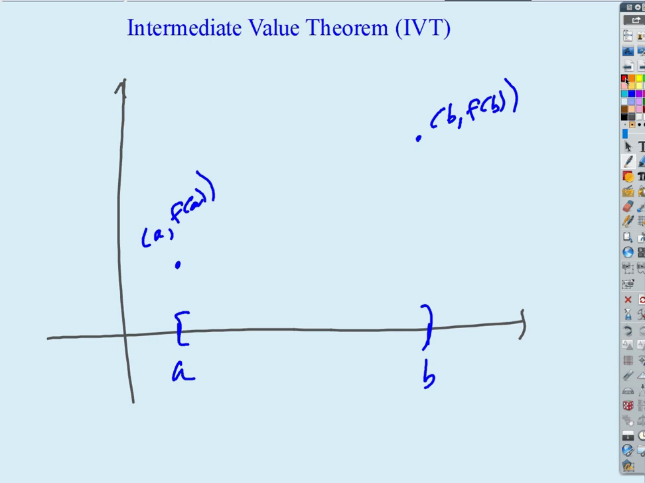Think about our graphical definition of continuity. A function is continuous if I can graph the function without picking my pen off the board. So here's f of A in this example, and here's f of B. We'll pick some value in between. Let's pick that value, who knows? Can you tell me something significant about that?